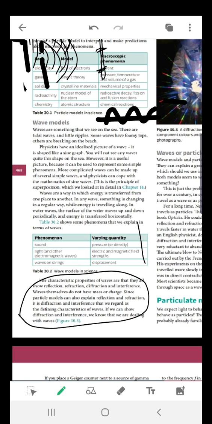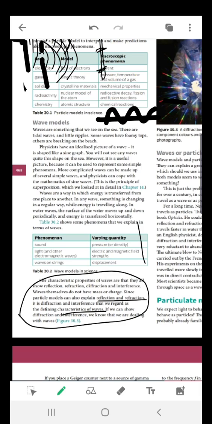This is a very good paragraph. Since particle models can also explain reflection and refraction, it is diffraction and interference that we regard as defining the characteristics of a wave. Because if particles can also reflect, they are bombarded on each other and changing their paths, so reflection and refraction are actually happening there as well. But diffraction and interference don't happen in particles. This is a major characteristic of a wave.